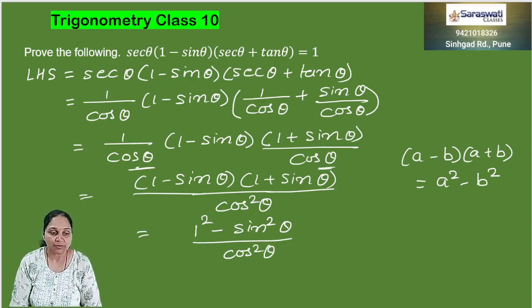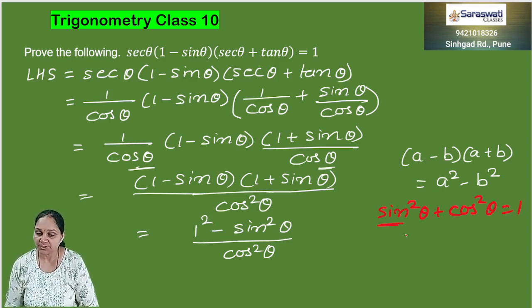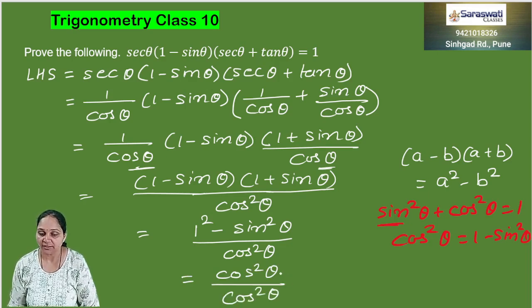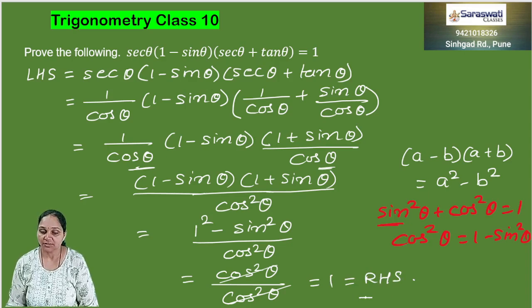And using the first identity, sin square theta plus cos square theta is equal to 1. Shift this sin square theta, so we get cos square theta is equal to 1 minus sin square theta. So for this 1 minus sin square theta, we can write cos square theta upon cos square theta and cancel this, which is equal to 1, and that is our RHS. So we have proved this identity.